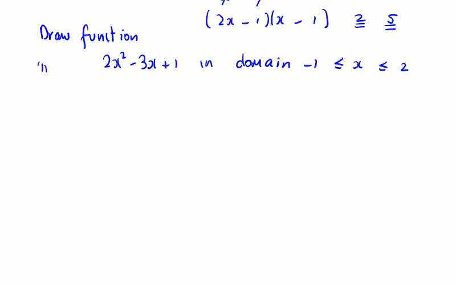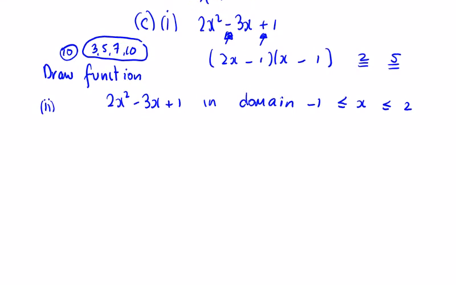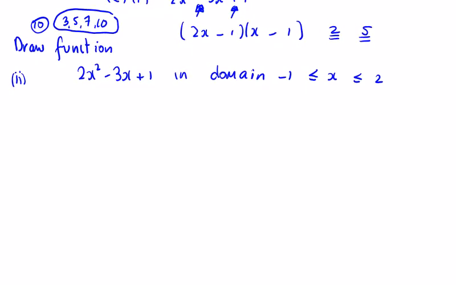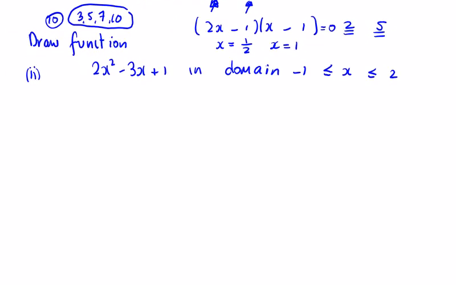C part 2, which is worth 10 marks, and it's 3, 5, 7 or 10. They're the only grades you can get. We're asked to draw the function from the previous part. You might have identified it was from the previous part. So if we solve this, x is equal to, change the sign, 1 over 2, and x is equal to 1. They're the points where it crosses the x-axis, because this will be equal to 0. But we're asked to show our workings here. So we have our domain. So let's just write down our x values.